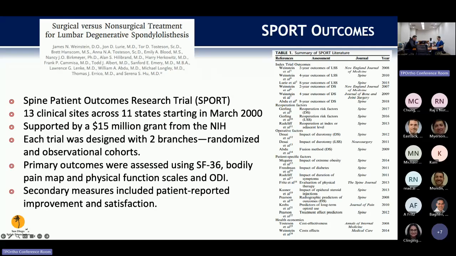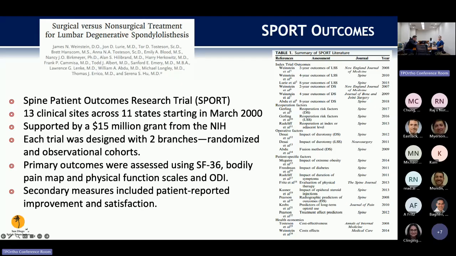So here's the SPORT trial, what I alluded to before. This was a multi-center randomized controlled cohort with a concurrent observational study. It was 13 clinical sites across 11 states starting in March 2000. It had a huge grant from the NIH, $15 million. And each trial was designed with 2 branches: a randomized and an observational cohort.